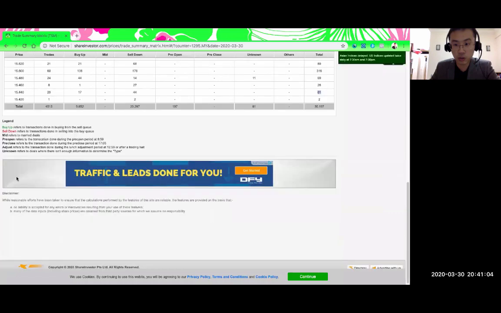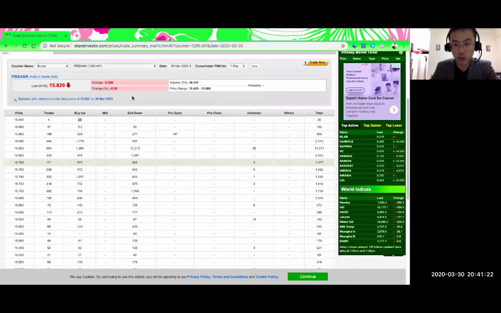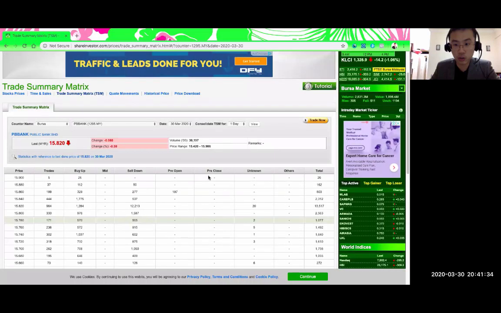Then notice that the biggest transaction is at about 15 ringgit 82 cent. There are 12,000 lots sell down, and then 1,284 lots buy up. Okay, so the heaviest volume is at 15 ringgit 82 cent. Okay, everybody clear so far?